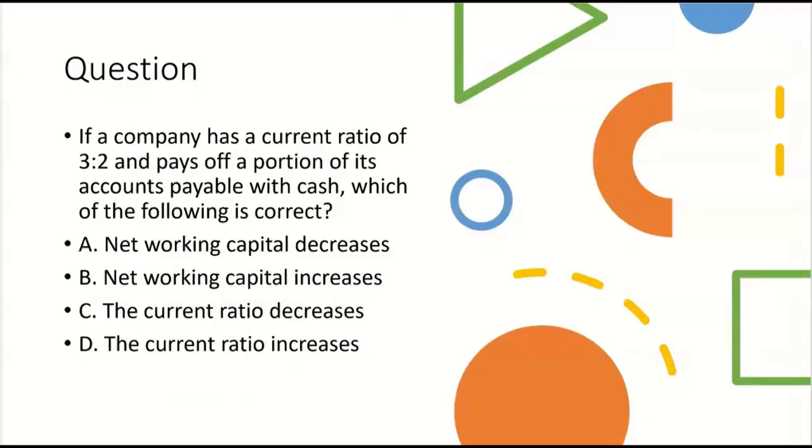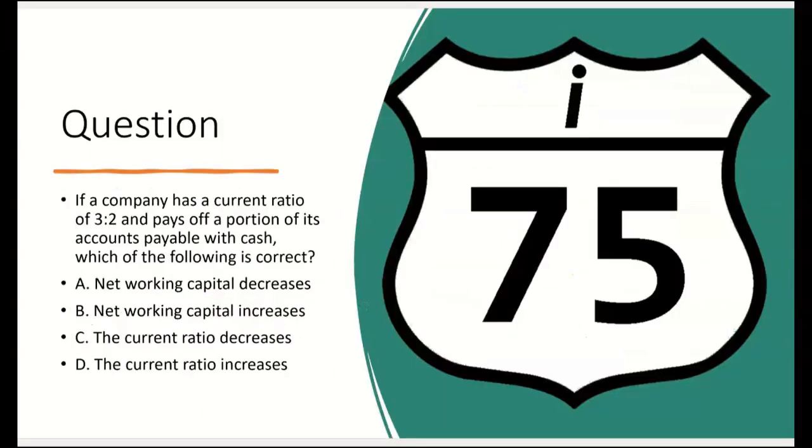Let's try this. If a company has a current ratio of 3 to 2 and pays off a portion of its accounts payable with cash, which of the following is correct? And if you think you know, leave me the answer in the comments section.